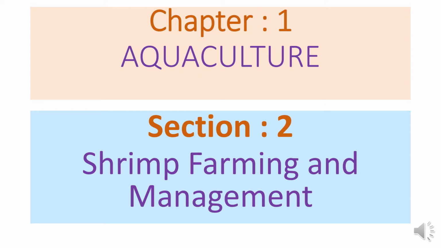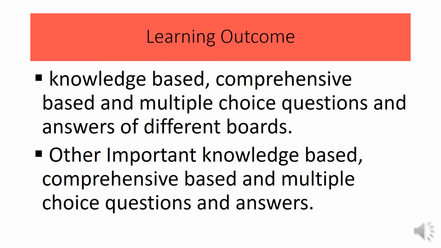Today I will discuss chapter 1, section 2 from the second paper. The name of the chapter is aquaculture and the name of the section is shrimp farming and management. After completing today's lesson, you will be able to answer board-coming knowledge-based questions, comprehension-based questions, and multiple choice questions, and other important questions about knowledge-based, comprehension-based and MCQ.